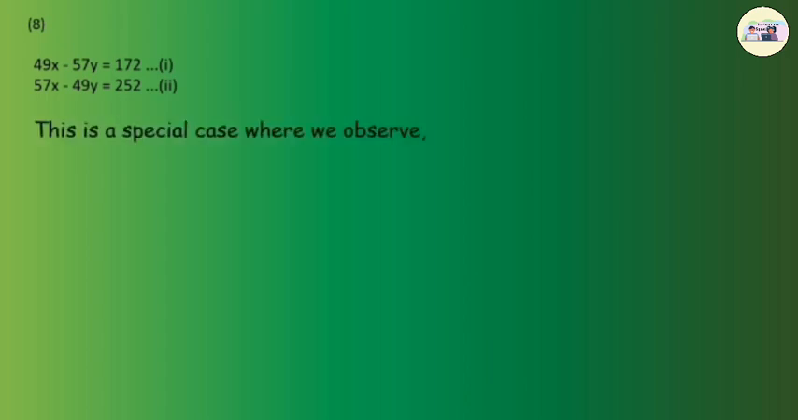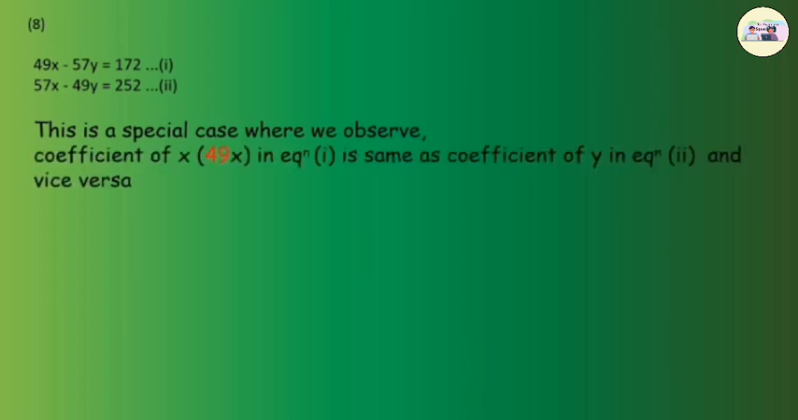Now let's consider a little different example. First, let's see our equations. We have 49x minus 57y equals 172 and 57x minus 49y equals 252. This is a special case. If we observe, we will notice that the constant with x in the first equation is the same as the constant of y in the second equation. Similarly, the constant with y in the first equation is the same as the constant of x in the second equation.